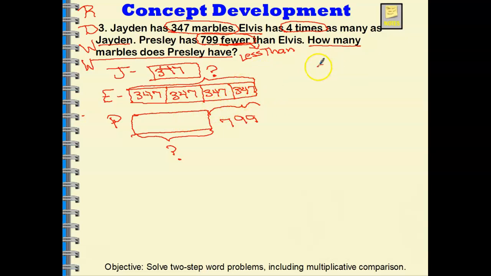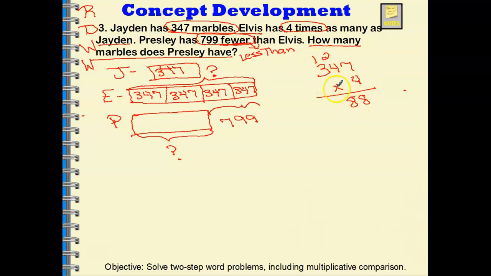All right, so I know that Jaden had 347, and Elvis, who I want to figure out first, had 4 times that. So 4 times 347. 4 times 7 is 28. So I'm going to put my 8 in the ones place, and I'm going to move my 2 tens over to the tens place. Then 4 times 4 tens is 16 tens, plus 2 more tens, so I have 18 tens. I'm going to leave my 8 in the tens place, and I'm going to take that 10 tens and convert it into 100.